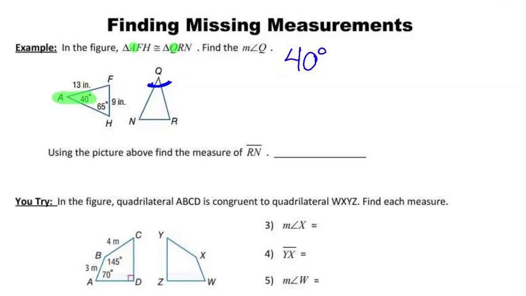Using the picture above, find the measure of RN. Well, if I look at the congruent statement, RN is here in the back. So then I can match it to the corresponding one. It's going to be FH. Here's FH. So that must mean it is 9 inches. All right, you go ahead and try the next part.